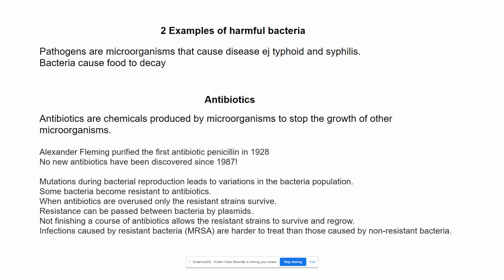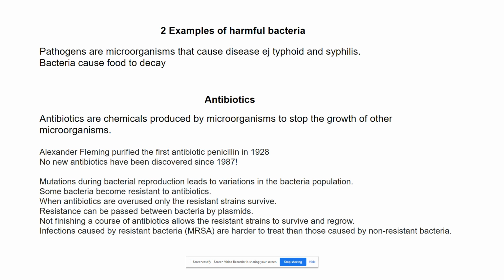Now, looking at antibiotics. Antibiotics are medicines. These are chemicals. They're produced by microorganisms and they stop the growth of other microorganisms. It's a natural chemical that a bacteria or a fungus would produce in order to clear its own zone, to kill its competitors, so that it would have plenty of food for itself.